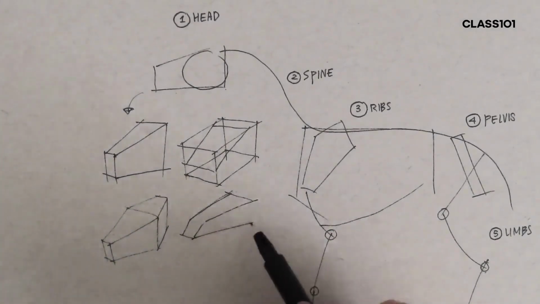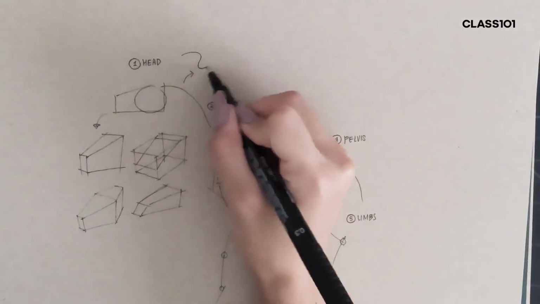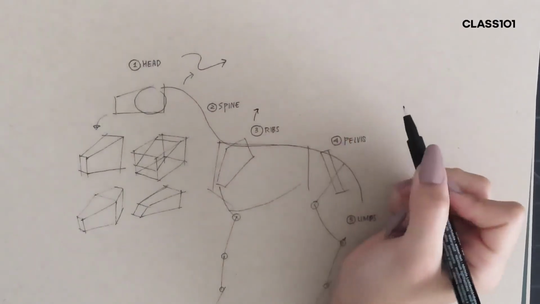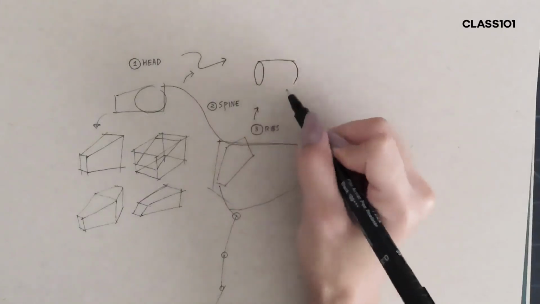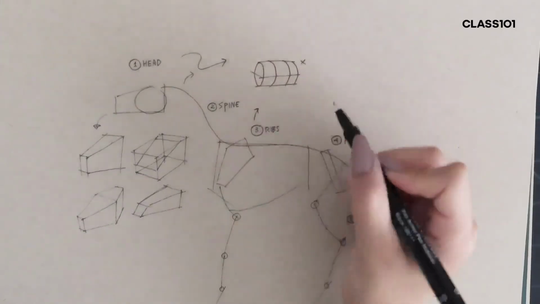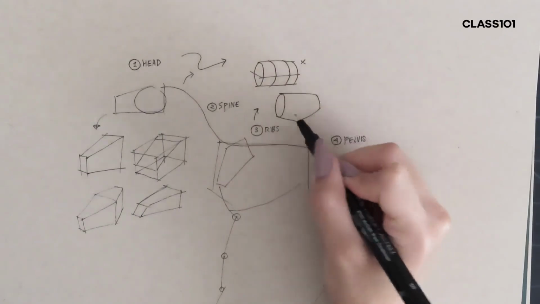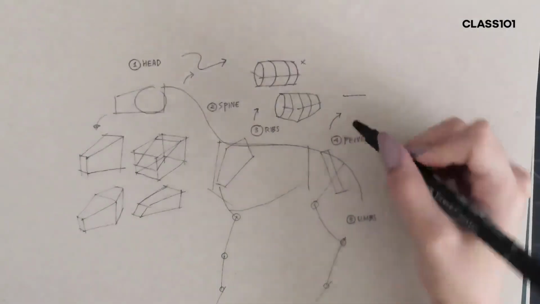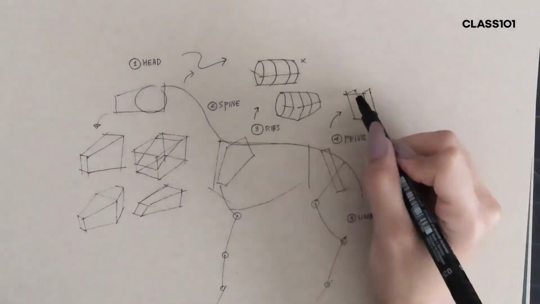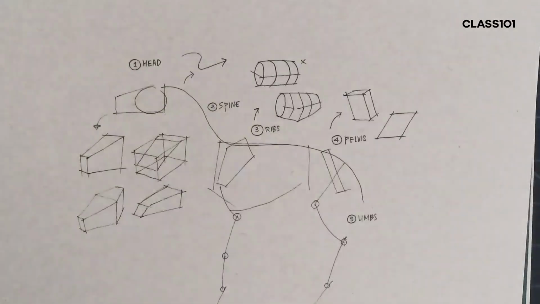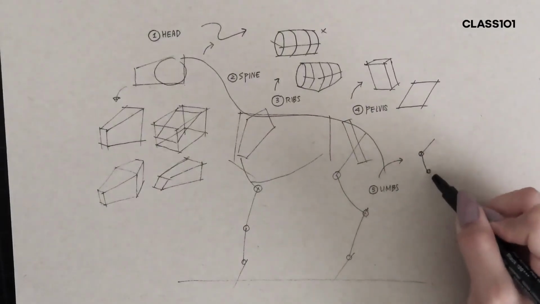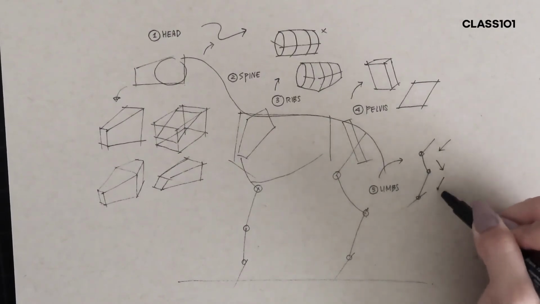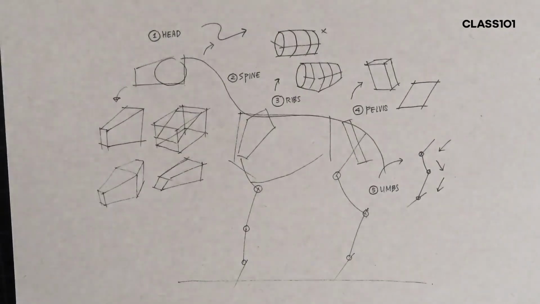And the spine's pretty simple. We're just going to use a direction line. And for the ribs, what I actually don't want you guys to do is use a cylinder like this. Instead, we're going to use a tapered form because ribs do have this top and bottom edge. And for the pelvis, it's just going to be a rectangle, or we could even simplify it into just a plane. And for the limbs, again, we're just going to use these ball joints and sticks. And I just want you guys to pay attention to the direction of each of these bones.